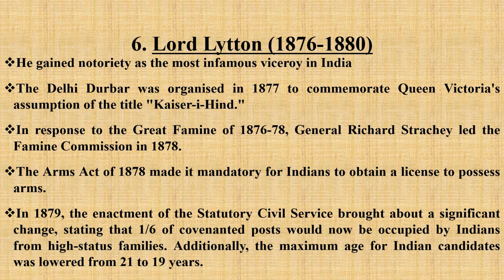The Arms Act of 1878 made it mandatory for Indians to obtain a license to possess arms. In 1879, the enactment of the statutory civil service brought about a significant change, stating that 1/6 of covenanted posts would now be occupied by Indians from high-status families. Additionally, the maximum age for Indian candidates was lowered from 21 to 19 years.